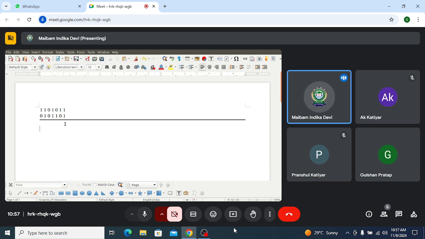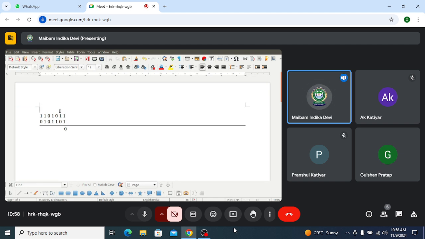Now let's see what answer you get. You add these two values, starting from the rightmost side. 1 plus 1 is 0 with an end carry. Let's write that end carry out here. So 1 plus 1 is 0 with an end carry. 0 plus 0 is 0. Again you have an end carry out here. Yes or no? Yes, ma'am.